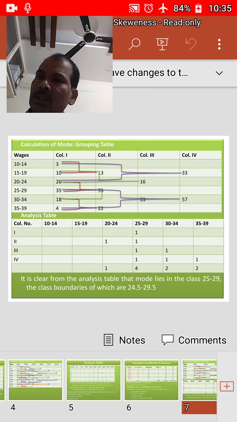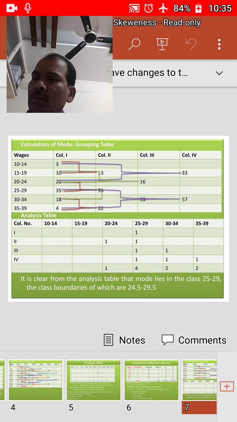In the fourth column, 57 occurs more number of times. 57 frequency is that which corresponds to 25-29, 30-34, and 35-39 classes occurs more number of times, hence we need to put 1 in the respective column. If you add all these, you will have 1 4 2 1.